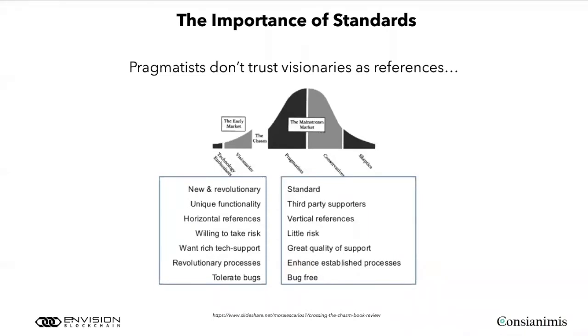because if you take a look at Crossing the Chasm, the popular book, there was this thought process where the pragmatists don't trust visionaries as a reference, right? So, as mainstream adoption happens, you really want to see that there's less risk, that there's fewer bugs, that there are standards that are implemented. You're not the first one to do this, and there's been a lot of thought behind that.